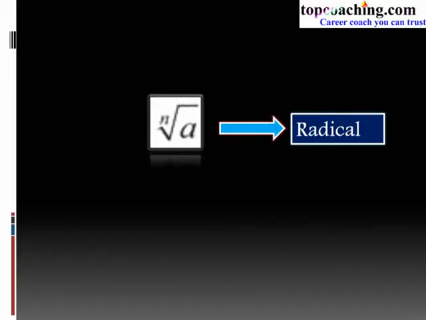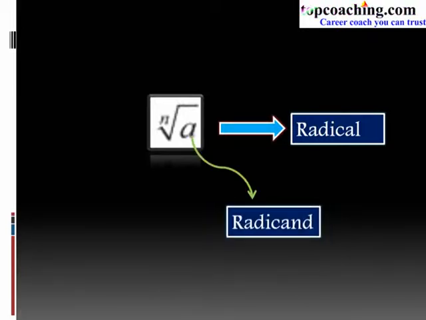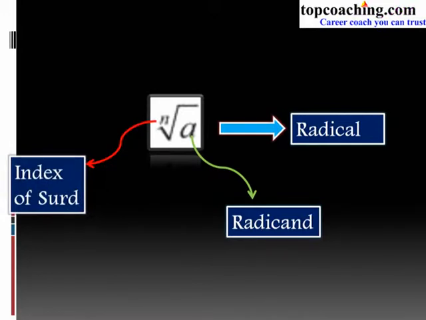Now what is a known as? A is known as the radicand, and n is known as the index of the surd. Now this is a surd in which n is the index of the surd, a is called the radicand, and this entire expression is known as the radical.